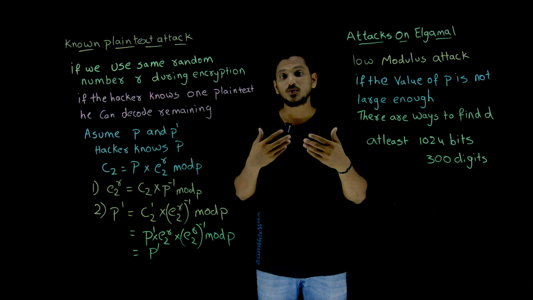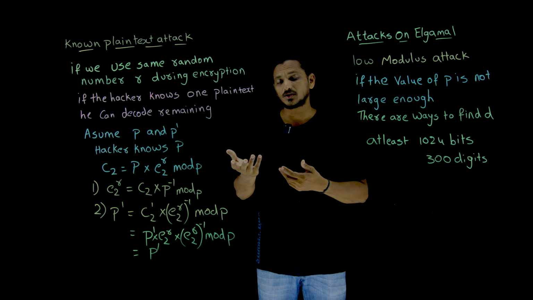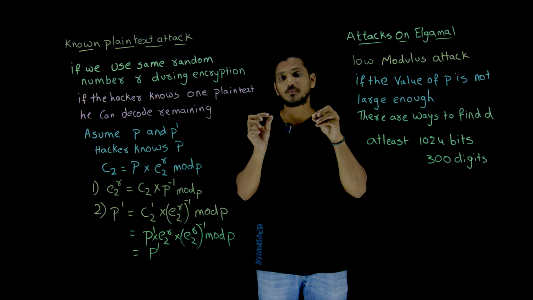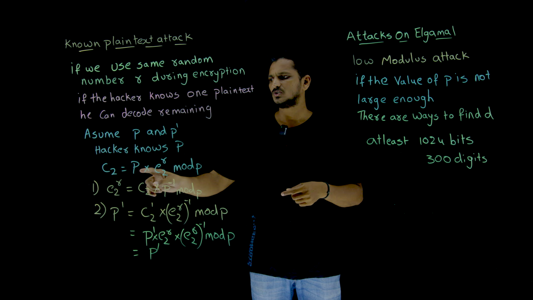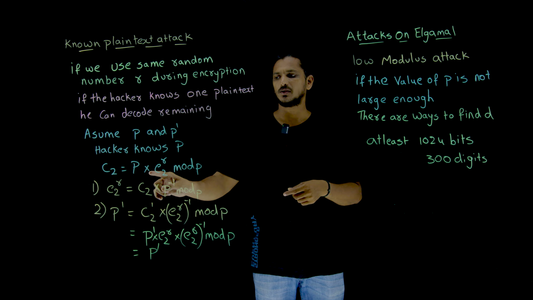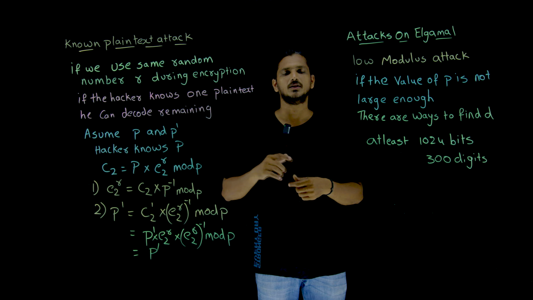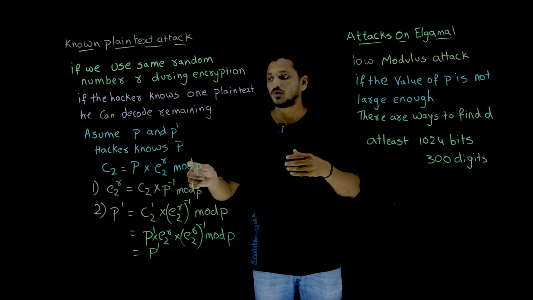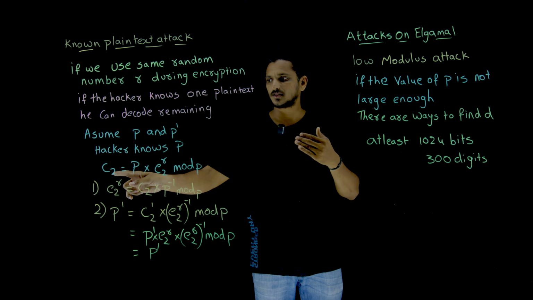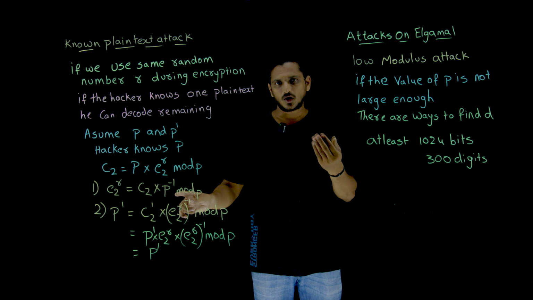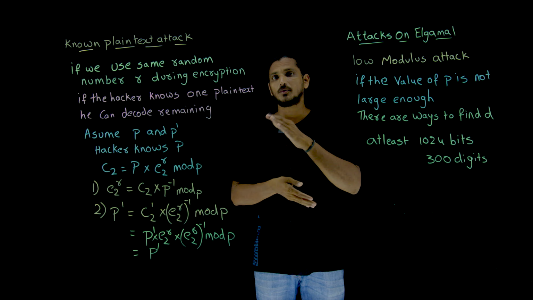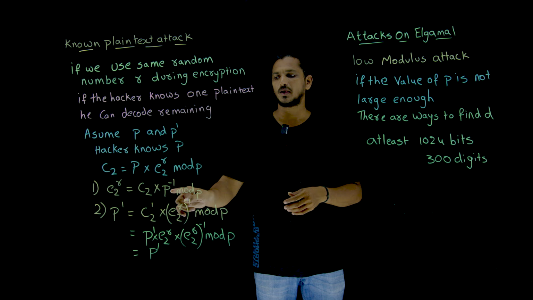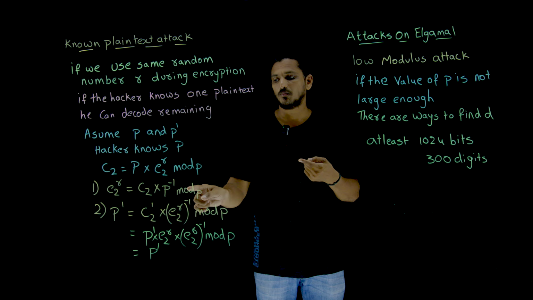What happens inside during encryption in the Elgamal system? We generate C1 and C2. The actual masking happens on C2. In C2, we take the plain text multiplied by e to the power R mod P. Once the hacker knows the plain text P and has the ciphertext C2, he identifies the e to the power R value. E to the power R is given by C2 multiplied by the plain text inverse mod P.